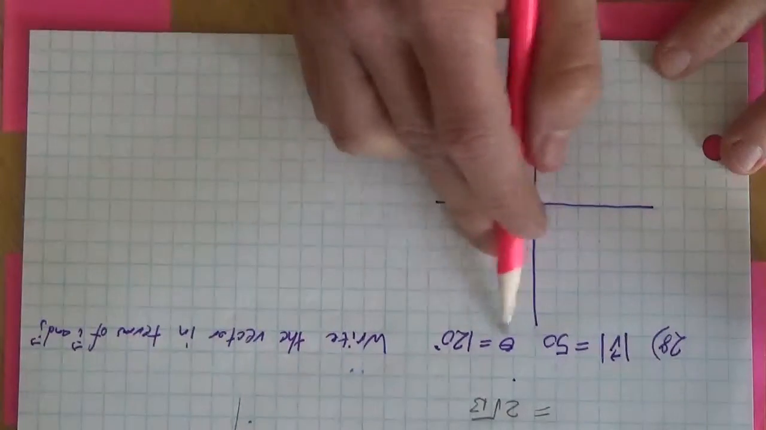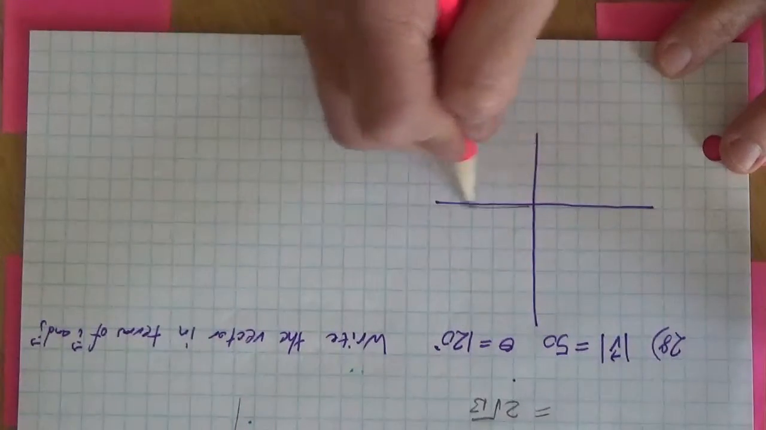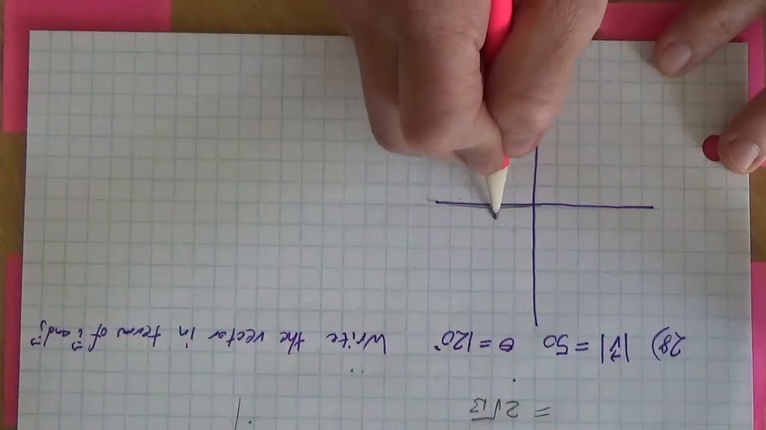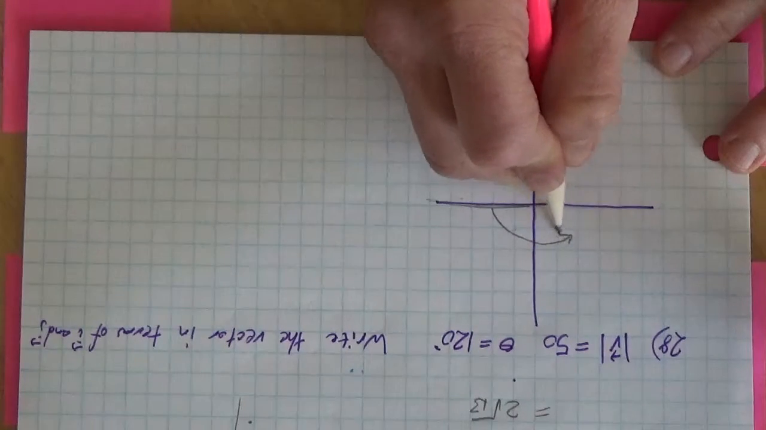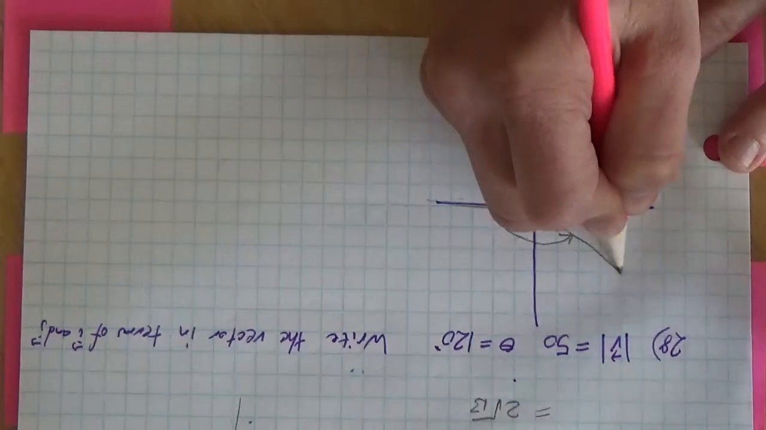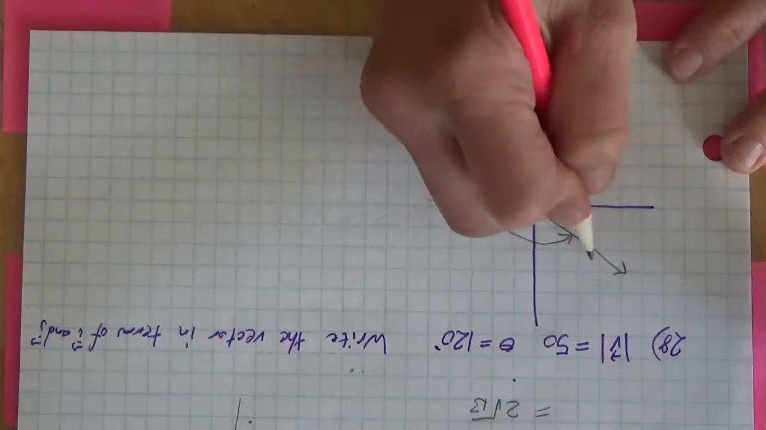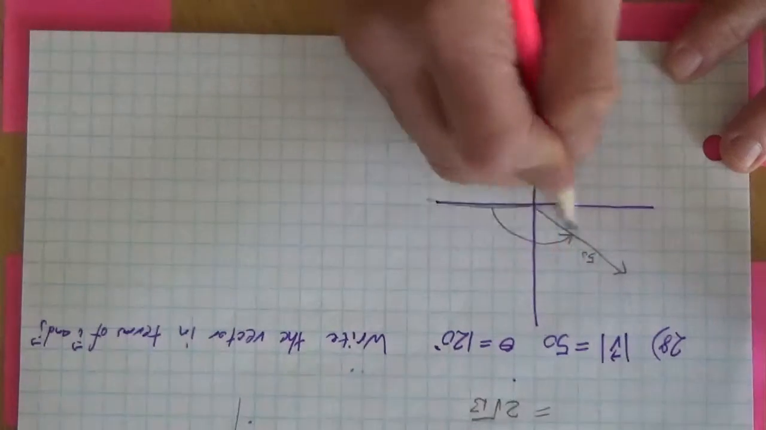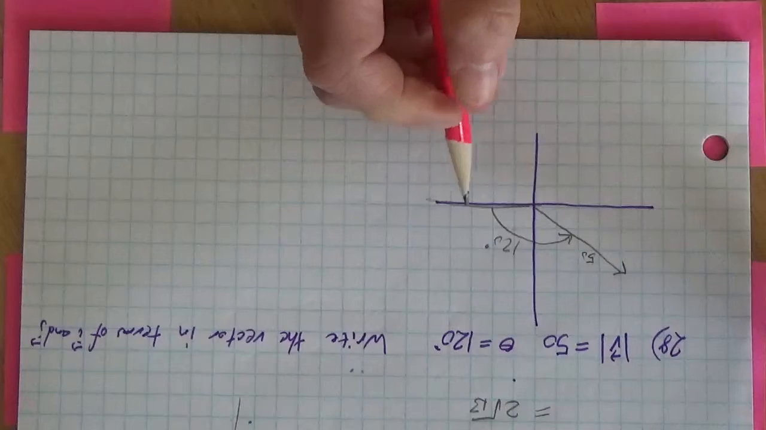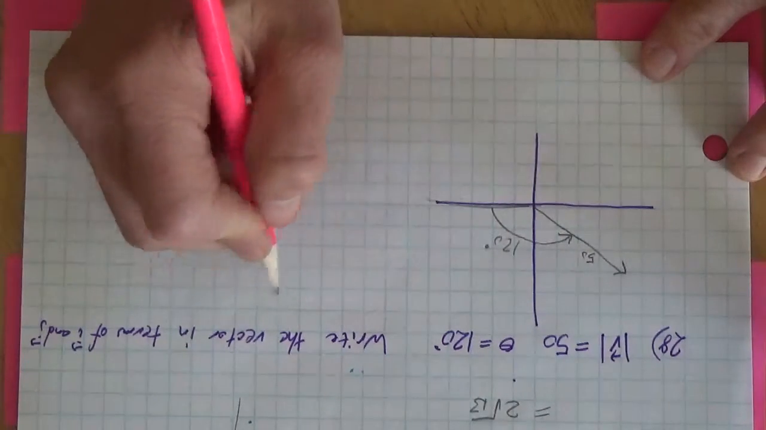Okay, so when we say our vector has an angle of 120, we're assuming it starts from the positive x-axis, and so we go 90, 120 this way. And so our vector is 50 long. I'll pretend that's 50. So our vector has a magnitude of 50, a length of 50, and it has this angle of 120 degrees. And we want to write this vector in terms of i and j.